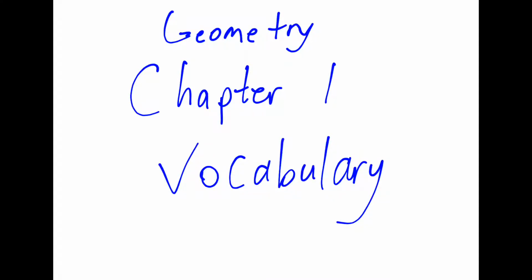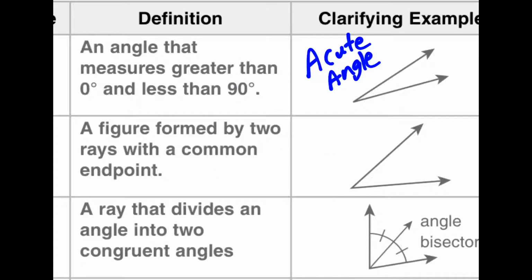This video is about the Chapter 1 vocabulary. First up, we have an acute angle. That's an angle that measures greater than 0 degrees and less than 90, like this one. An angle is a figure formed by two rays with a common endpoint. This is the endpoint. Here are the two rays.